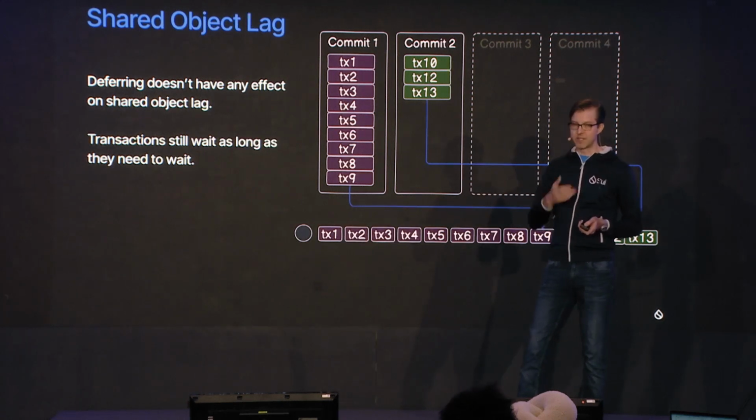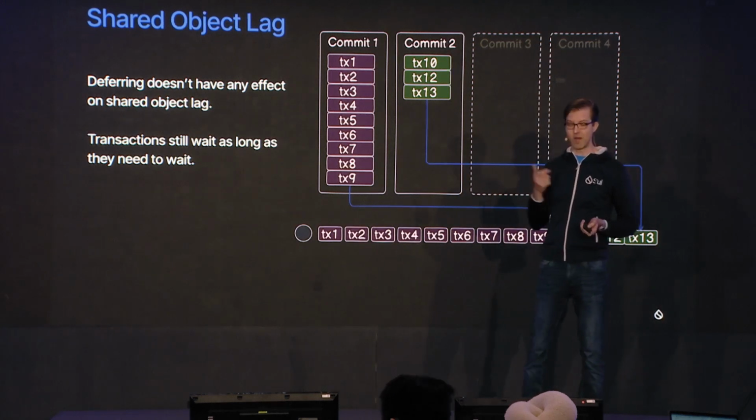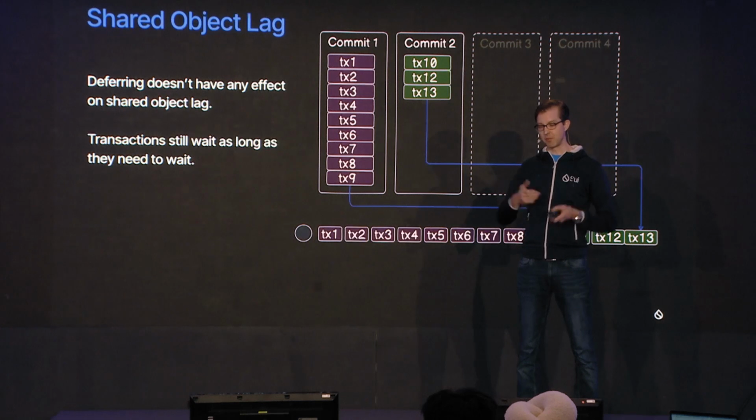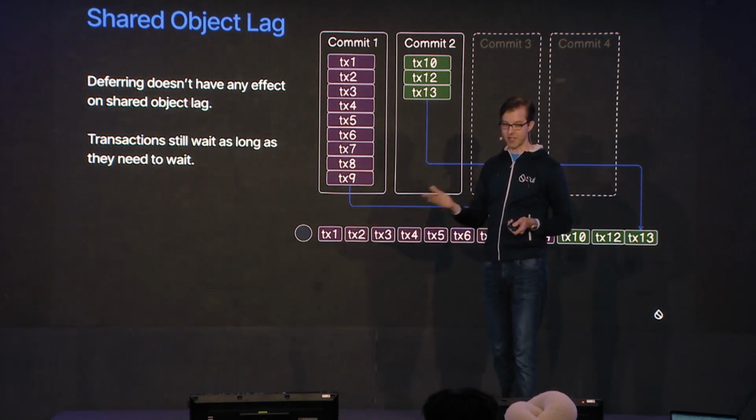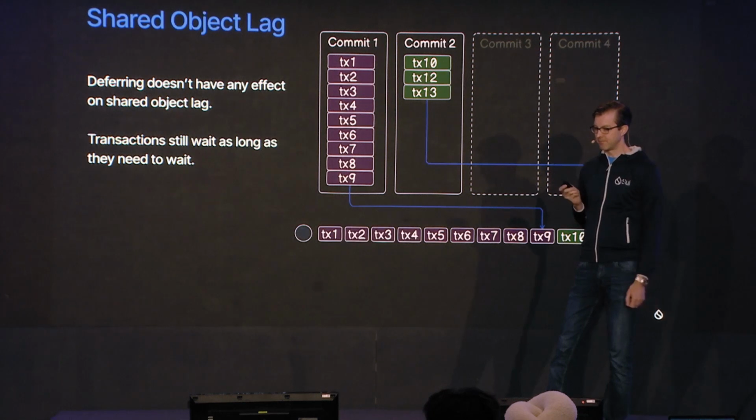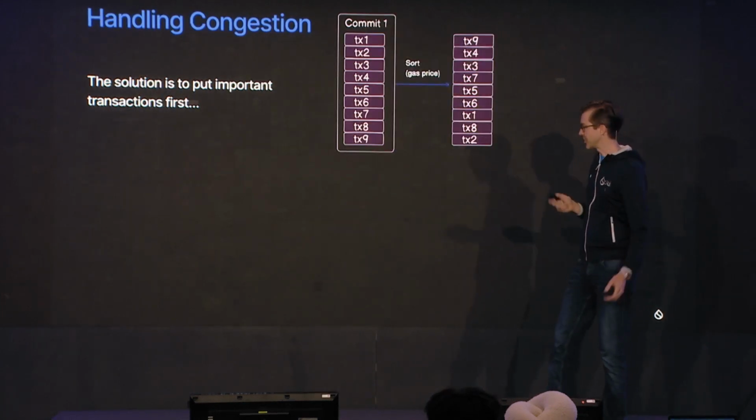And so what's the impact of this on you? If you're doing a trade, this means you would wait longer for your trade to actually settle. If you're playing a game, you're just in line. It just increases the end-to-end latency that you experience either as a user or a developer. We don't want this. So how do we solve it? How do we handle congestion?